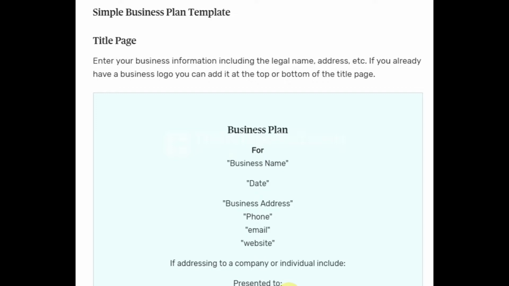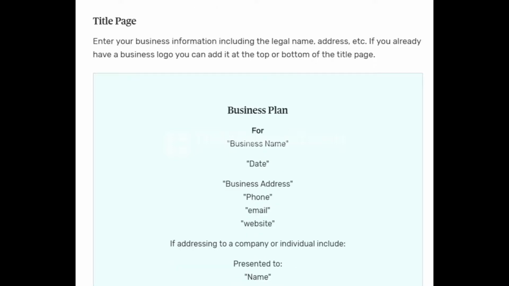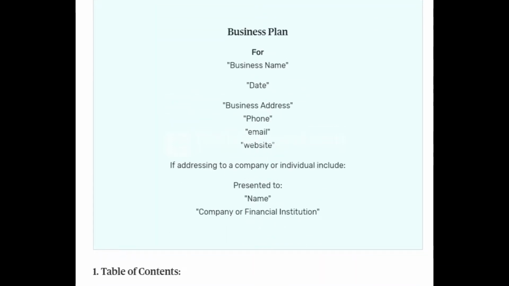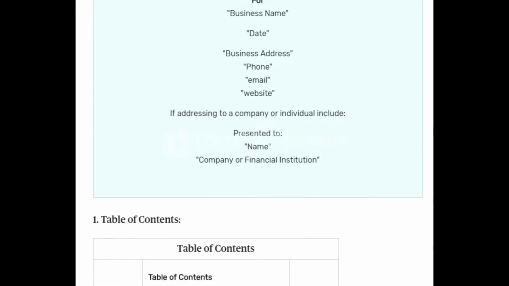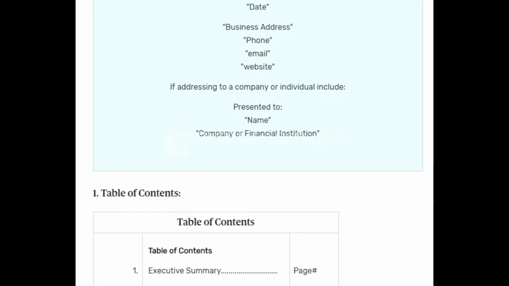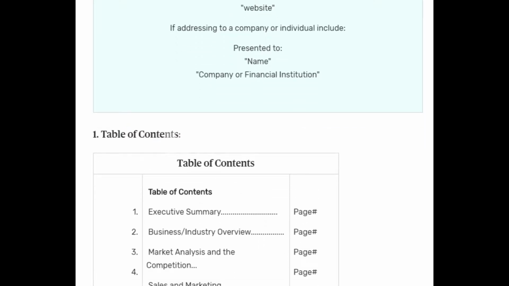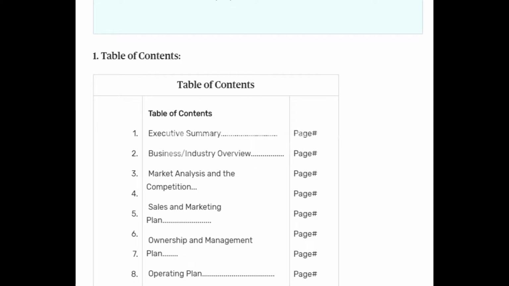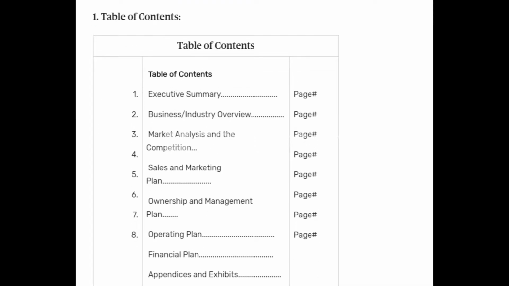You have to enter your business information according to the legal name and address, and if you already have a business logo, you can add it at the top or bottom of the title page. Also mention the business plan, the business name, the date, business address, phone, email, and website. If addressing a company or individual, include the name of the company or financial institution, which may be a bank. And the table of contents is in front of you, the 8-part format of a business plan.